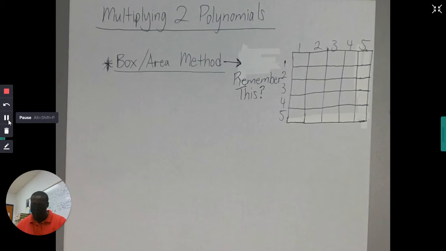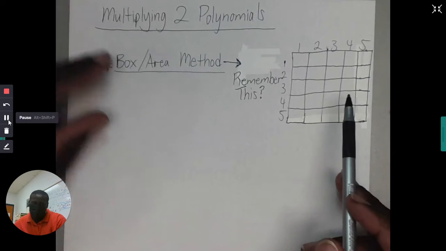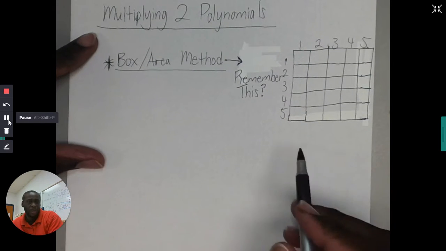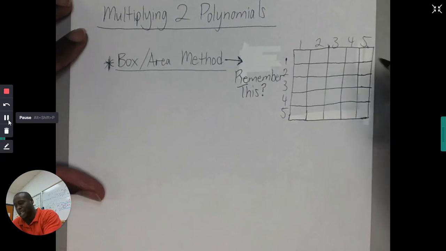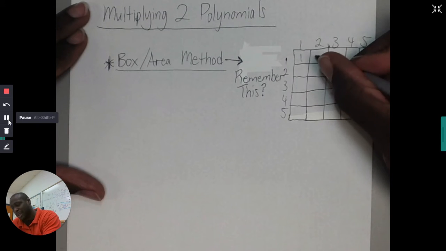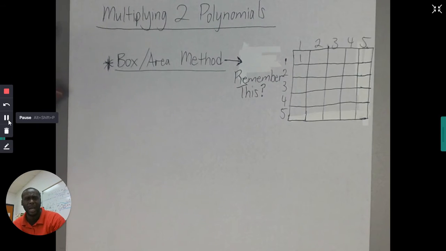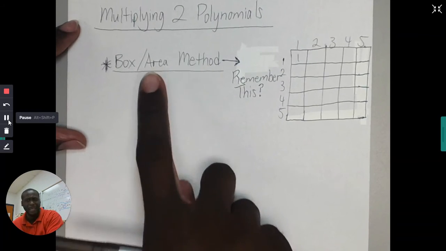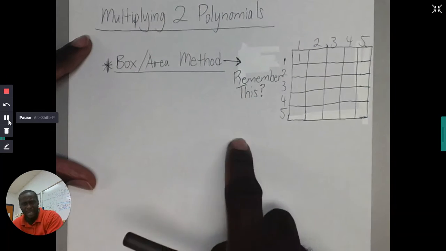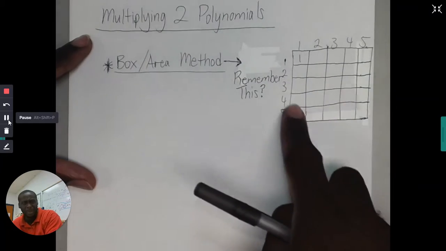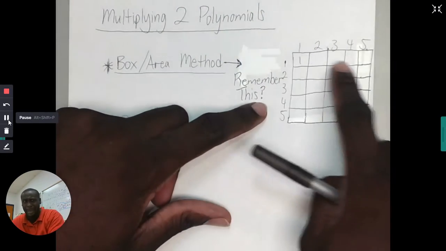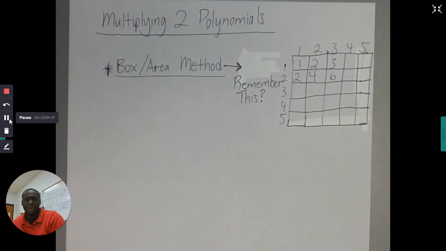I'm not sure how many of you remember something that sort of looks like this, and they may go all the way to 12 or all the way to 13. But again, the box method is something similar to that. And you should kind of remember something about finding area. Like if you had a rectangle like this one, even if it was a square, you multiply this side times that side. And so again, I'm going to show you how to use the box method.